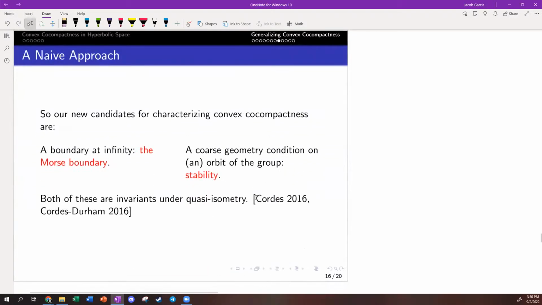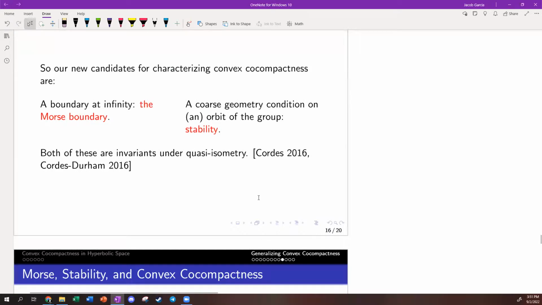So we have our new candidates. We have a new boundary at infinity called the Morse boundary. We have a new idea for quasi-convexity, which we're going to call stability. Both of these are invariants under quasi-isometry. So these are some good candidates, and some work towards using these two options as generalizations has already been shown.